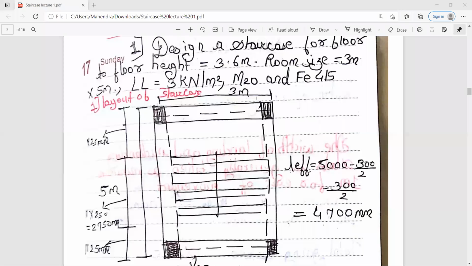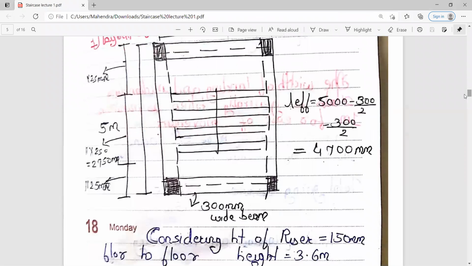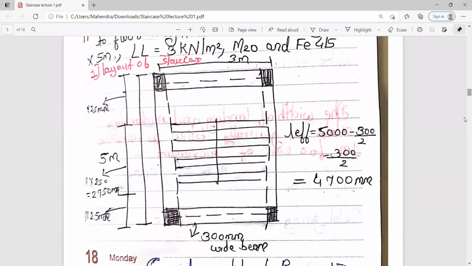And again, this L effective. How to calculate the effective length? Your total room size is 3 meter by 5 meter. So when converted in mm, it will be 5000 minus 300, which is the width of the tread, minus 300 by 2 minus 300 by 2. So L effective you are going to get as 4700 mm. So draw this layout of the staircase.